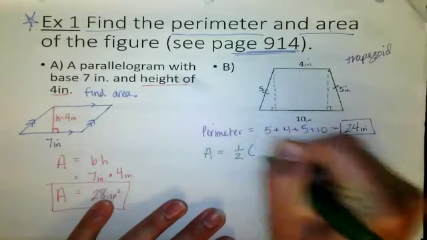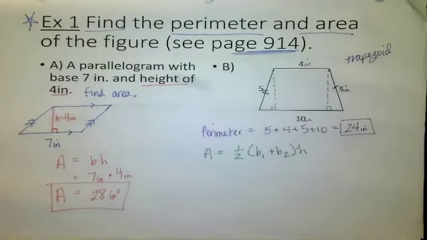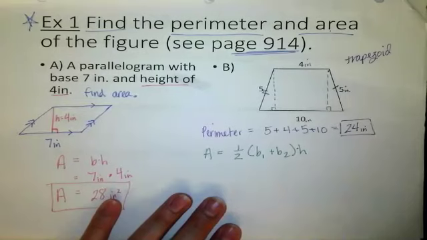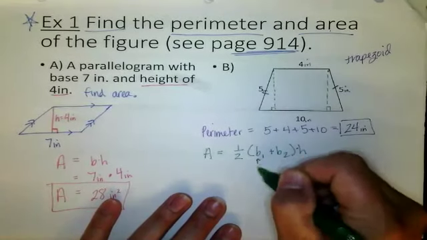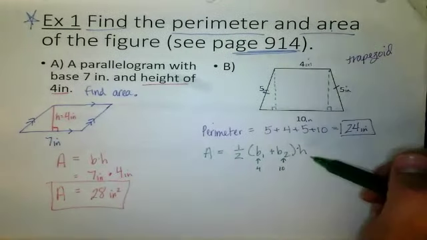It is 1/2 base 1 plus base 2 times height. 1/2 base 1 plus base 2 times height, okay? It's the sum of the bases split in half. The average of the bases times height, okay? Now, here is the question, though. What are base 1 and base 2? 4 and 10. And it doesn't matter if you put the 4 here or the 4 over here. 4 and 10, 10 and 4, doesn't matter. Same thing, okay? But my question is, what's the height?